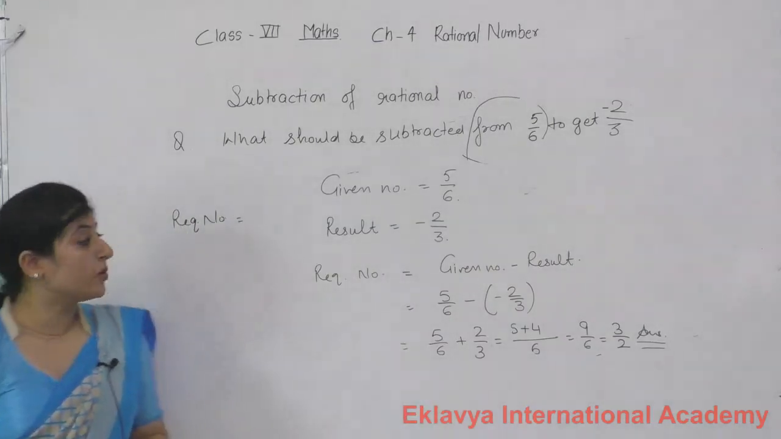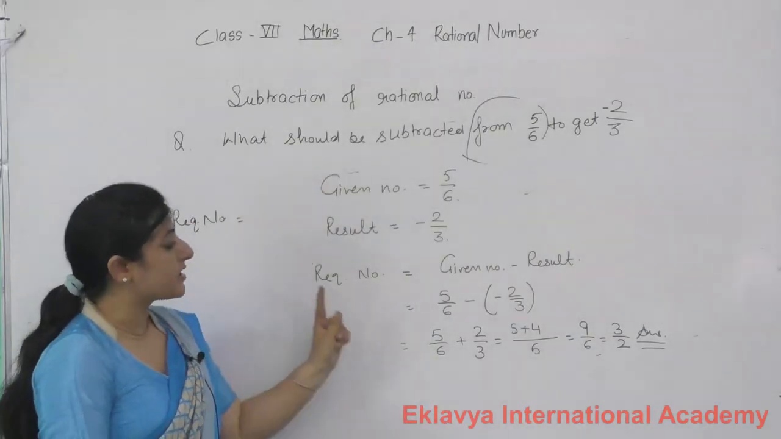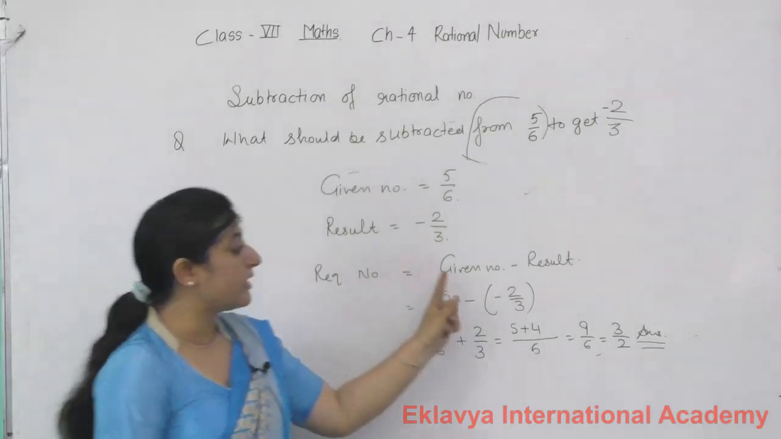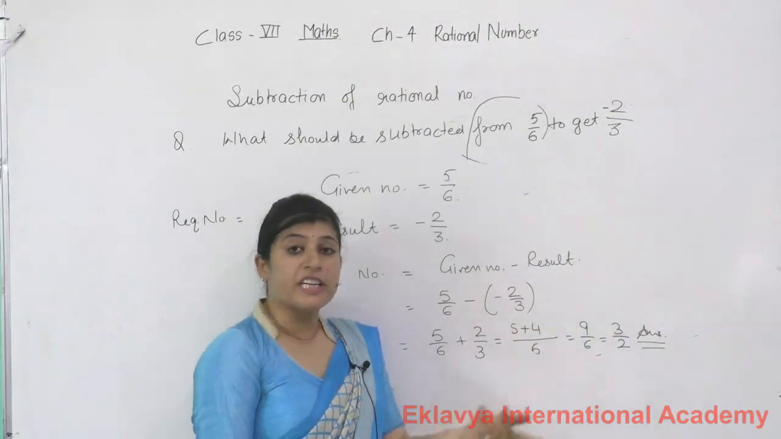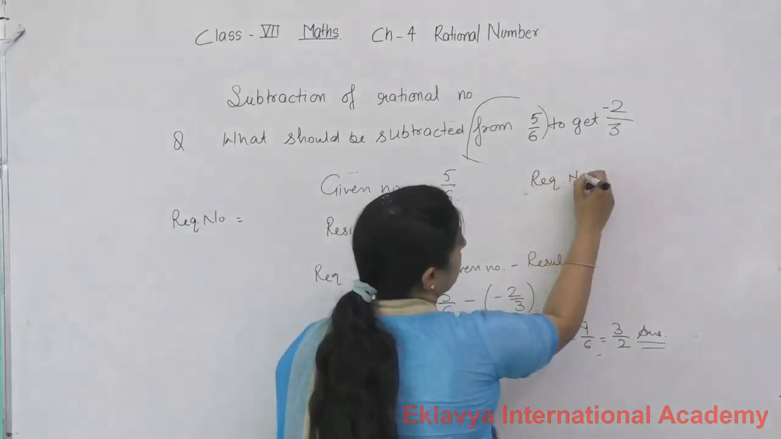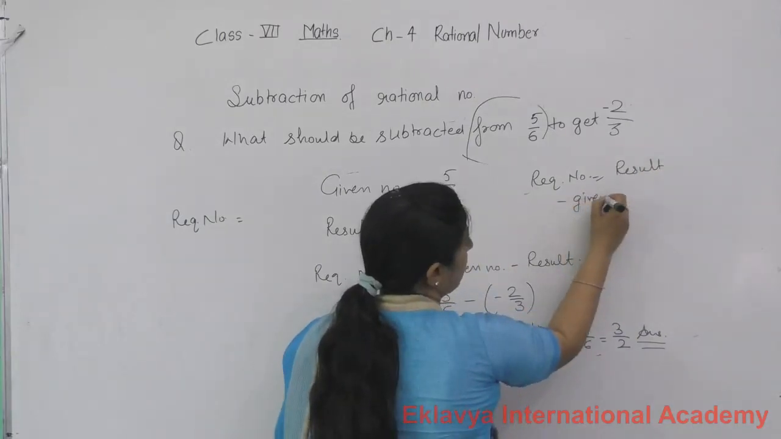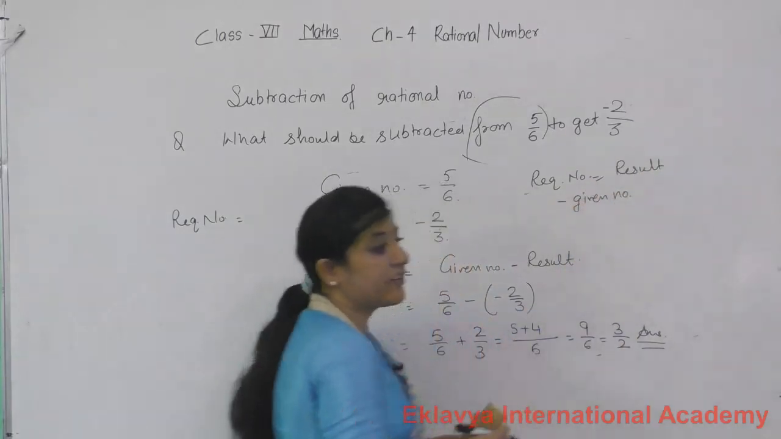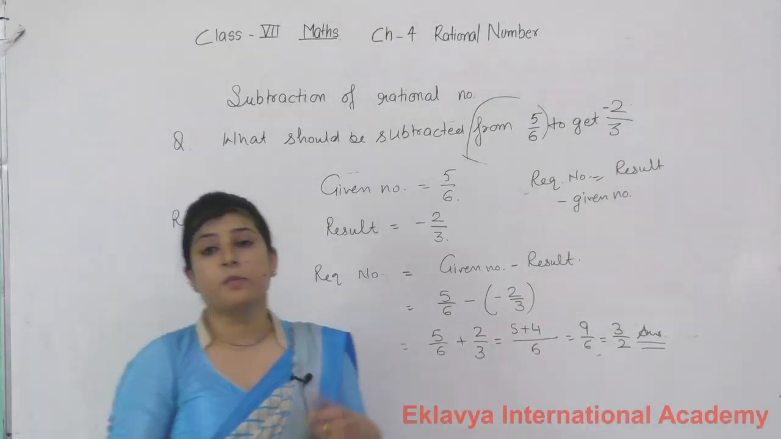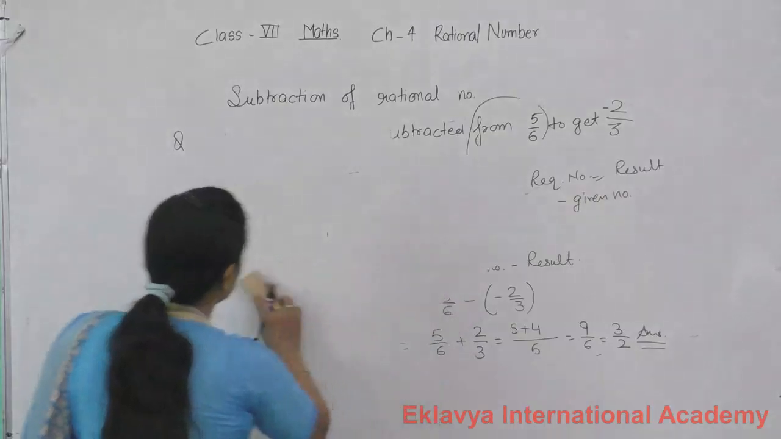So if you want to use the direct method, then in the subtraction process, required number is equal to given number minus result, or in the addition process, required number is equal to result minus given number. This type we will solve by the subtraction procedure. Now see the next topic.